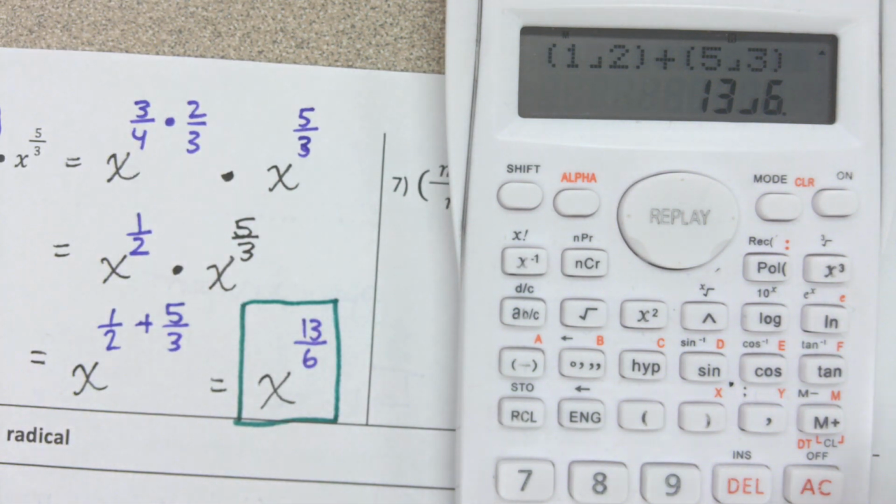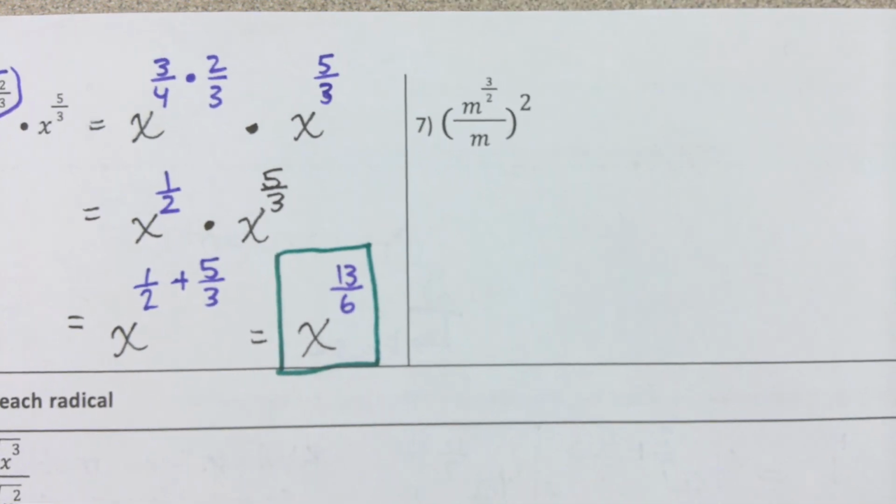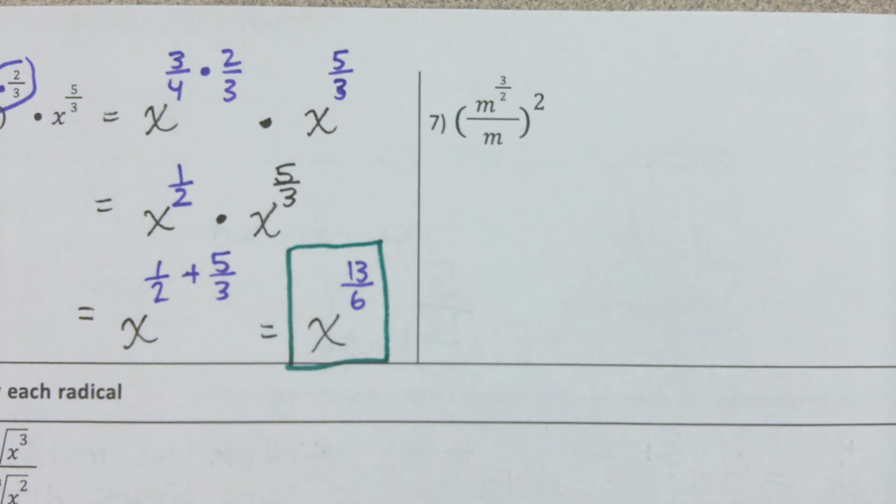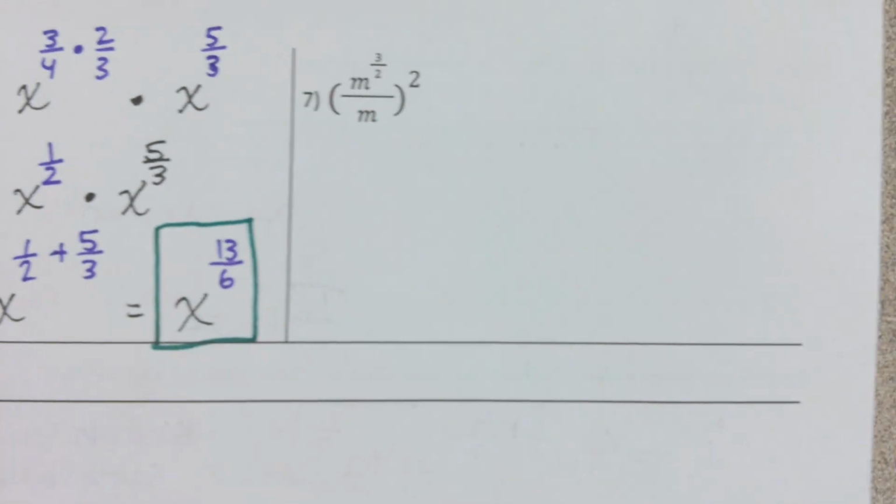Now you have it. Questions on 6 before I move to 7? Seven is a unique problem.